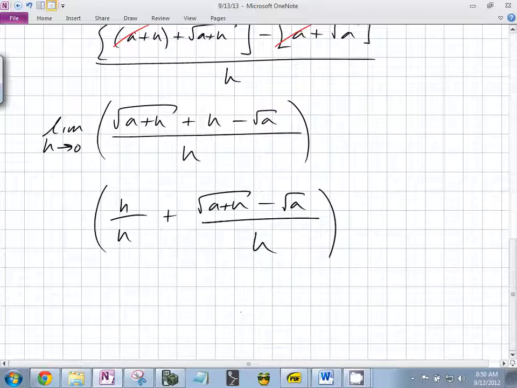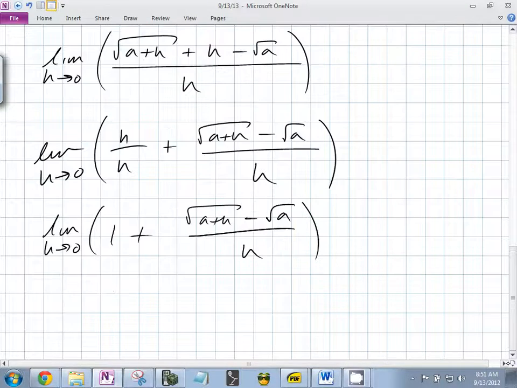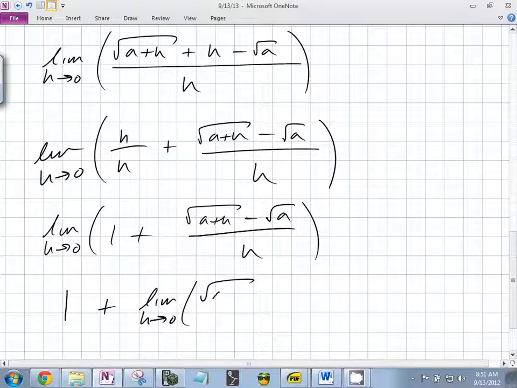What have I done there? Have I changed the overall value? No. Well, what is h over h? So that just makes it a little easier to multiply around. You end up with 1 plus this thing right here: the square root of a plus h minus root a, all over h. So you can change this to be 1 plus the limit as h goes to 0 of this thing. And this is a little easier to deal with.